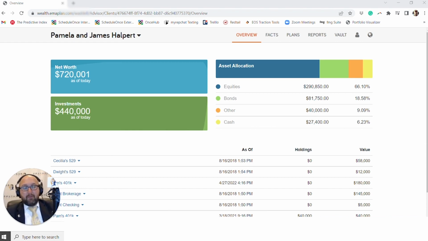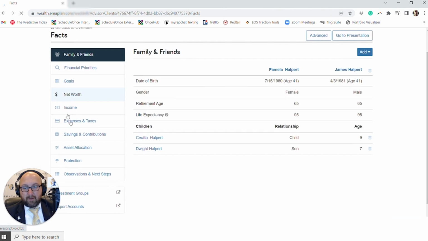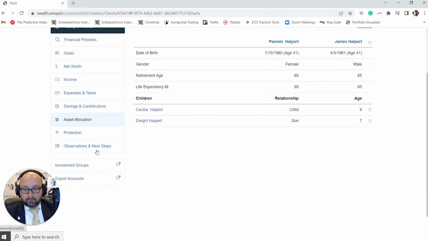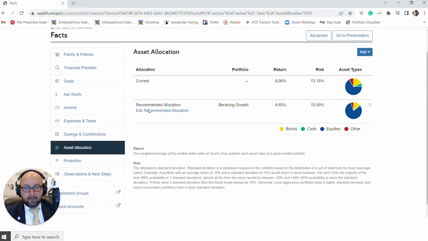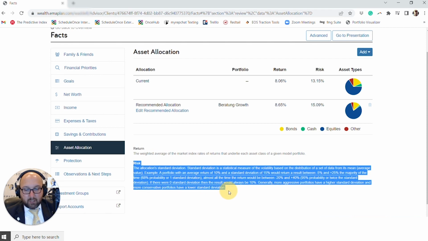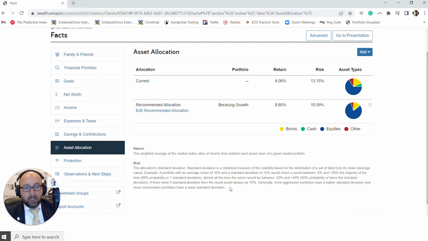So let's start out with the facts. I always like to access facts. Then we're going to go to base facts here, and then we're going to come down here to asset allocation. So when we look at our asset allocation, we're going to look at the portfolio. In case you ever forget what you're talking about, the return right here and the risk right here will explain in plain English a lot of what I'm going to talk to you about today.